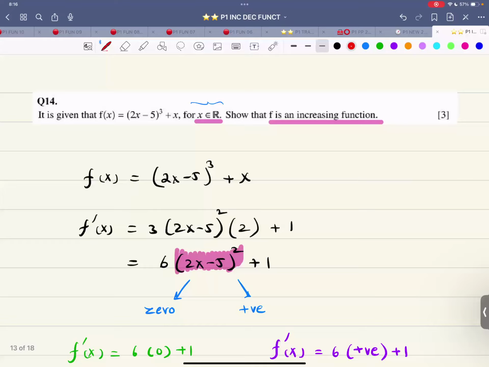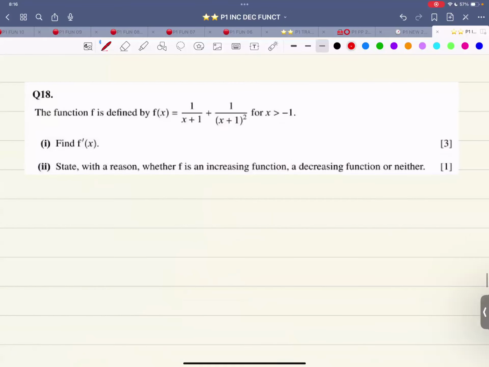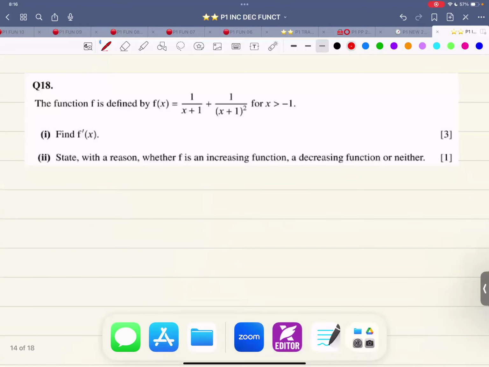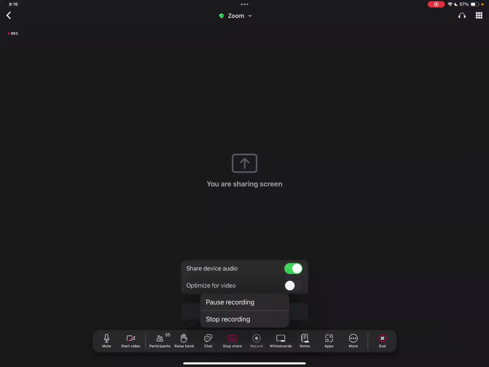Question number 14. Now, let me pause the recording. I would like you to try this particular question out. So the recording is paused.